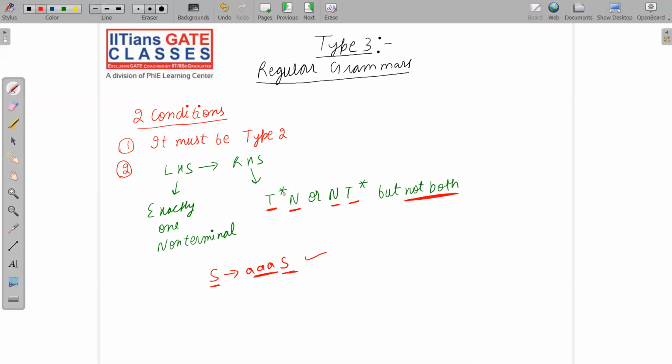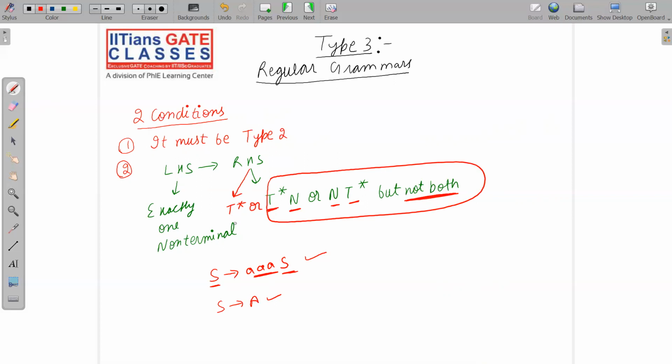Now T star N, where T star means null is also allowed. So I can say S implies A. This is also type 3, because we have not kept any terminal. No problem, we are having one non-terminal. And let me add one more condition to this thing also: or T star. So RHS can be T star or this thing.